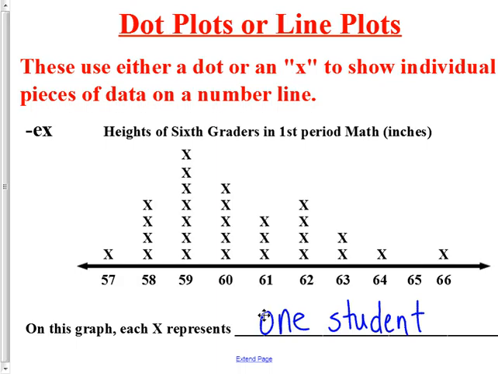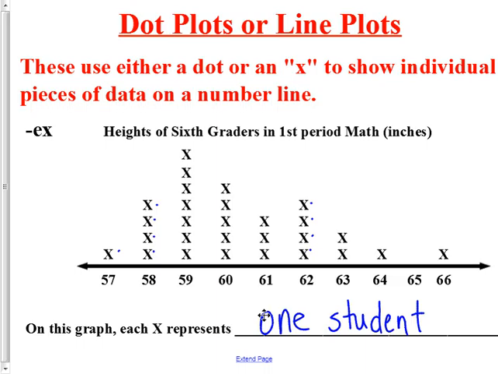So I can tell things on this graph. For example, I can tell that there are 4 students that are 62 inches tall. 1, 2, 3, 4. I can tell things like there are 5 students who are shorter than 59 inches. 1, 2, 3, 4, 5. Those are all shorter than 59 inches. I can see things, for example, like that the shortest person is 57 inches tall. The tallest person is 66 inches tall, so forth and so on.